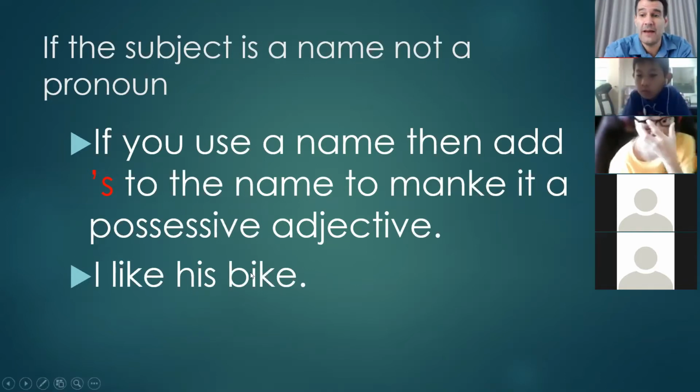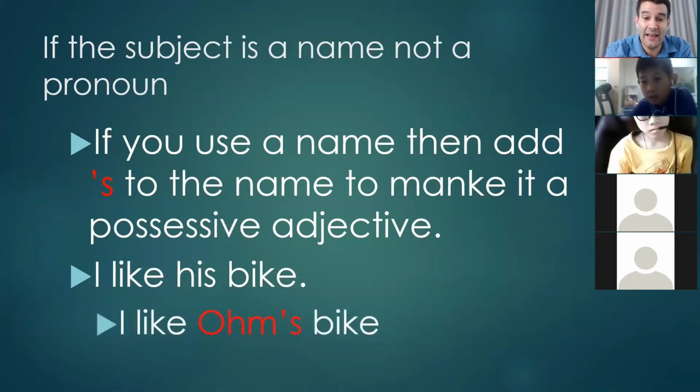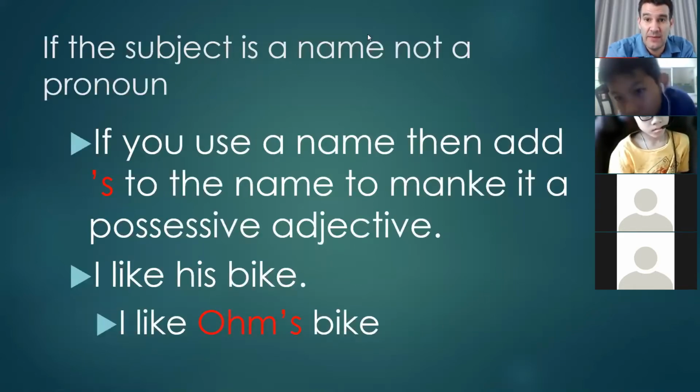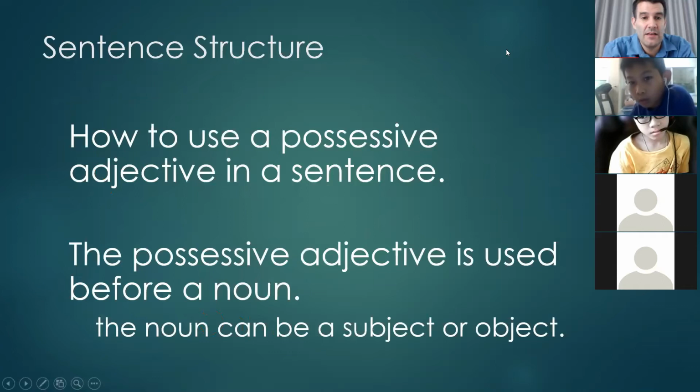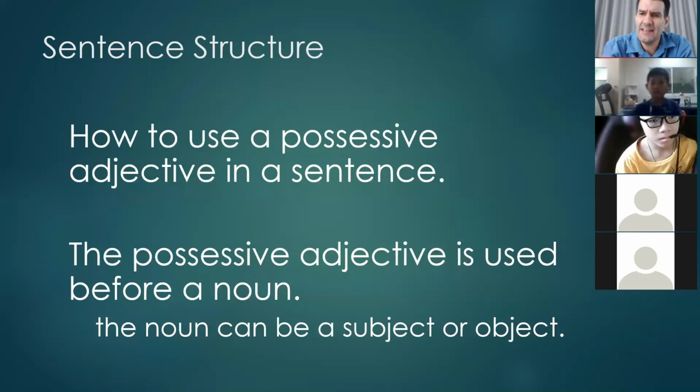So I like his bike, but if it is Om who the bike belongs to, you can say, I like Om's bike. So you can see you have Om and you add apostrophe S. So Kong Om. It belongs to Om. Okay. But we will focus more on possessive adjectives. My, your, our. So how to use a possessive adjective in a sentence.